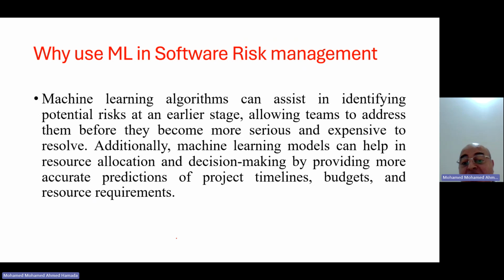Additionally, machine learning models can help us in resource allocation and decision making by providing more accurate predictions of the project timelines, budget, and resource requirements.